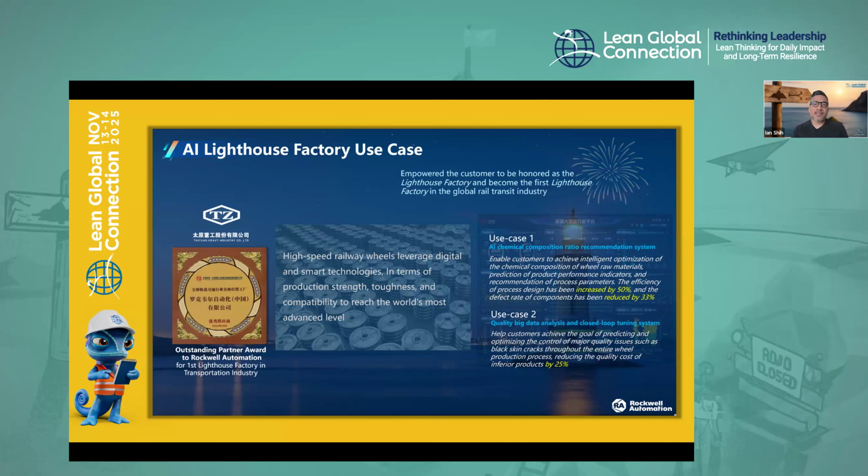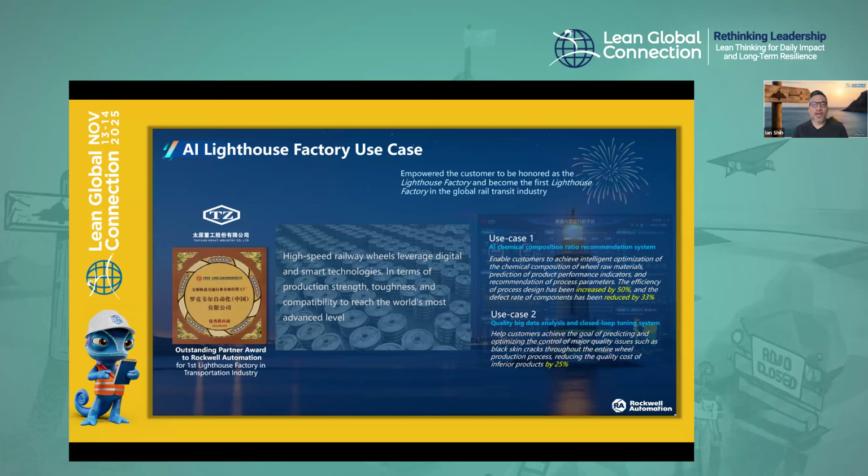So the first use case is an AI chemical composition ratio recommendation system. Leveraging AI, driving big data and leveraging the lean continuous improvement concept, we have been able to help improve their overall process design efficiency by 50%.